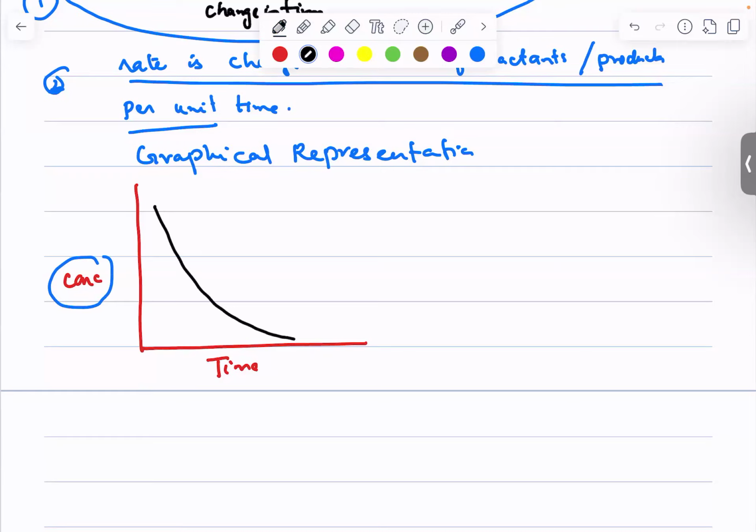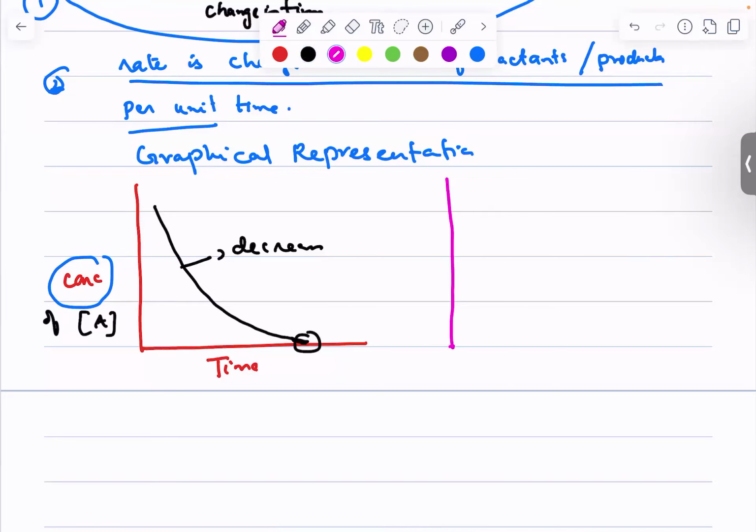The concentration of the A reactant would decrease. That means that the gradient is decreasing. And by the way, it is touching the x-axis. So that means that the gradient would be zero when the reaction is complete. Okay, now I'll show you the gradient. Just give me a minute, I'll show it from the slide.